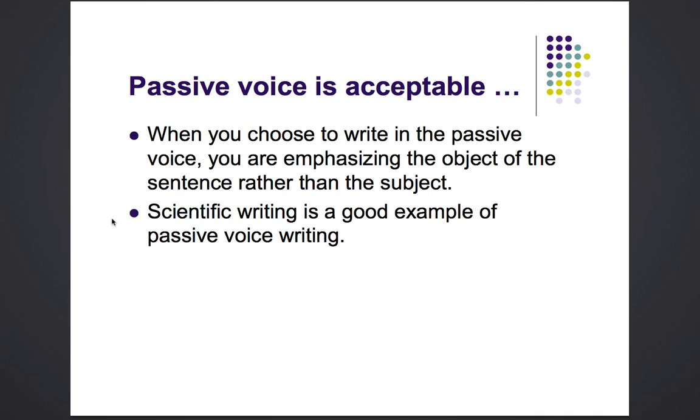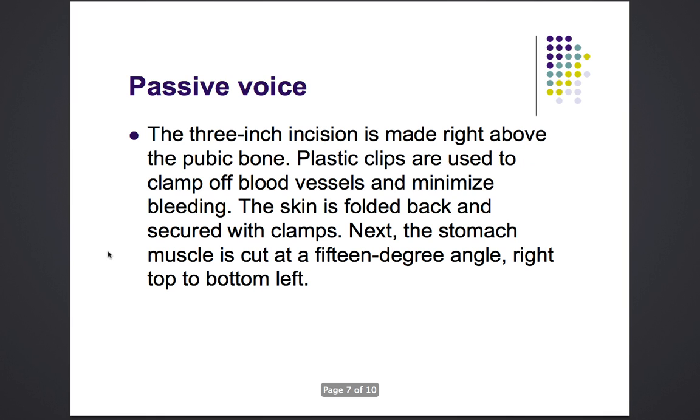Sometimes you can use the passive voice, and sometimes in scientific writing you need to use the passive voice. I'll explain. When you choose to write in the passive voice, you are emphasizing the object of the sentence rather than the subject of the sentence. Most of the time you need to be emphasizing the subject. But scientific writing is a good example of writing in passive voice. If you have to write in third person, not in first person, sometimes you're forced into writing in passive voice, but it's not always your first choice. Always try to figure out how to write in active voice first.